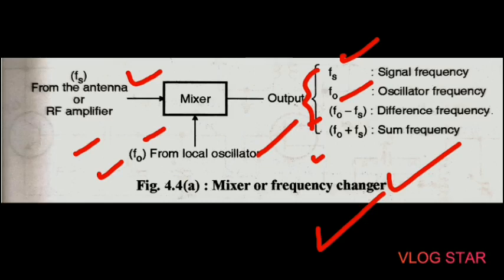Mixers can be of two types: separately excited mixers and self excited mixers. Diode mixers are separately excited mixers, and a mixer using a transistor is also separately excited. FET or MOSFET mixers are self excited. In a self excited mixer, the same device acts as oscillator as well as mixer.